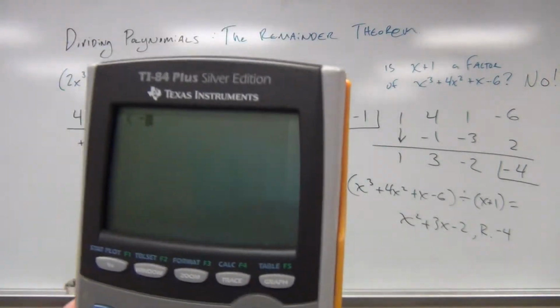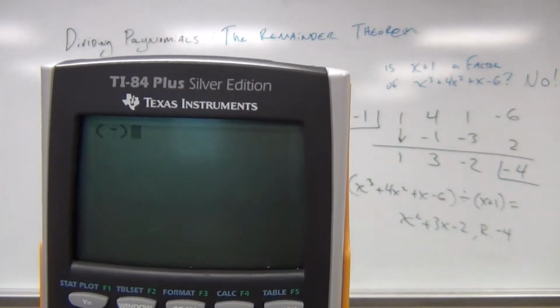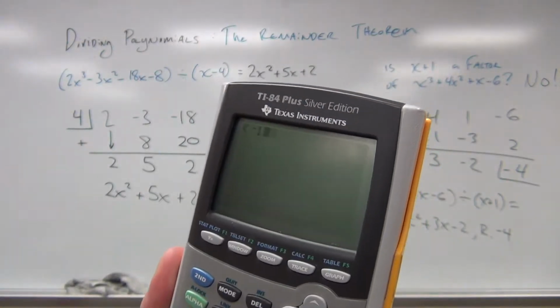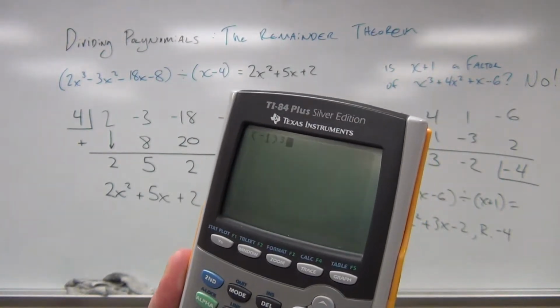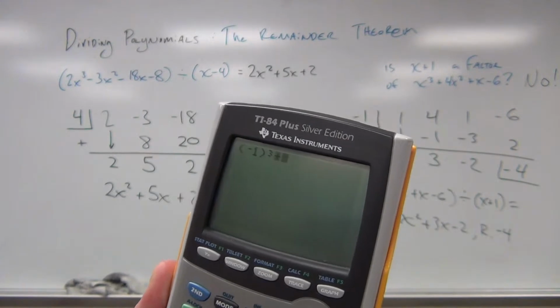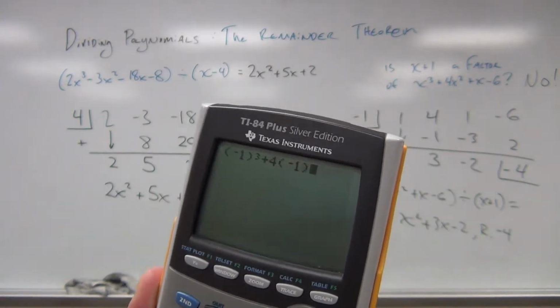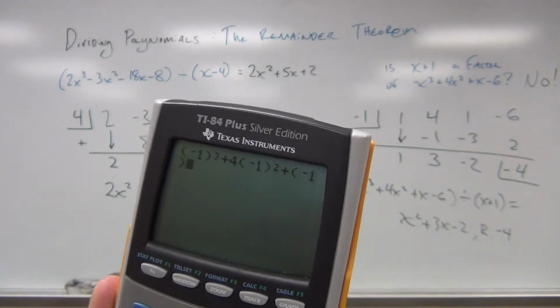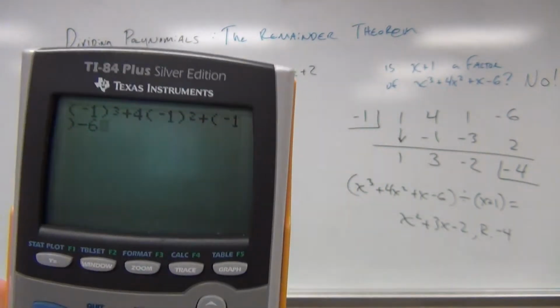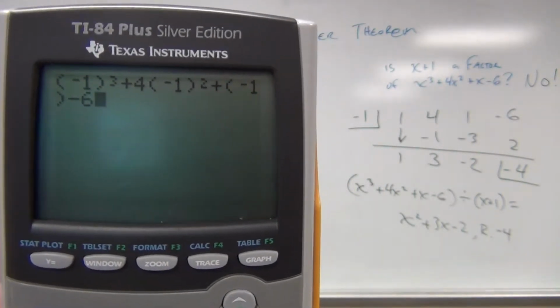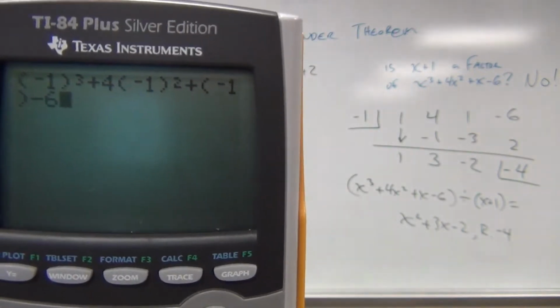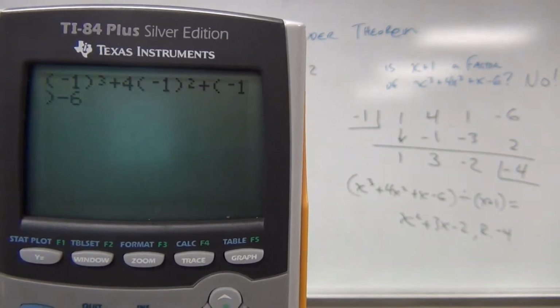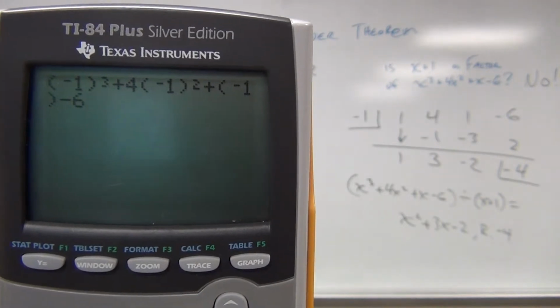I'm just going to do this on the calculator because it's going to be much easier for me. All right, I'm going to do -1 to the third power. And then I'm going to add 4 times -1 squared. And then I'm going to add -1, and then I'm going to subtract 6. So when I type all that in my calculator, the remainder theorem is telling you that your output here will be -4. You ready?